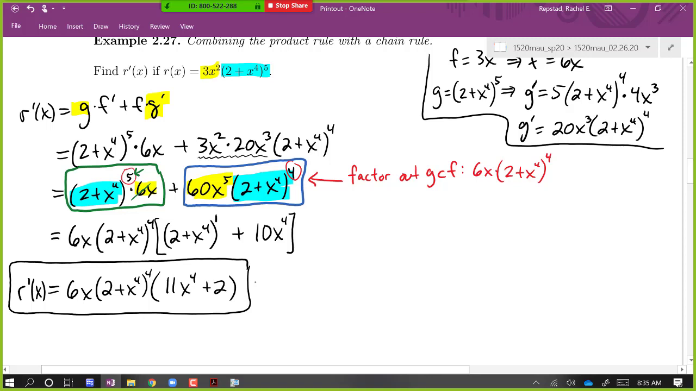Questions on that example? Okay. All right.